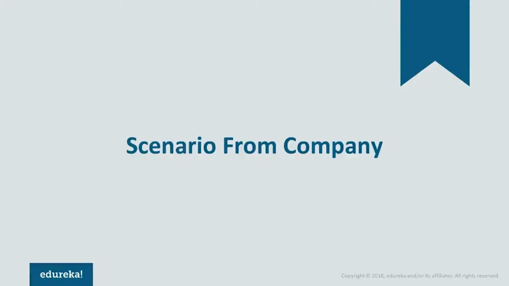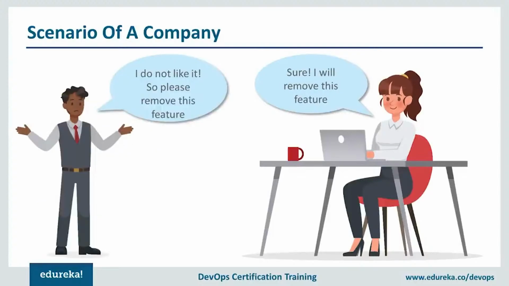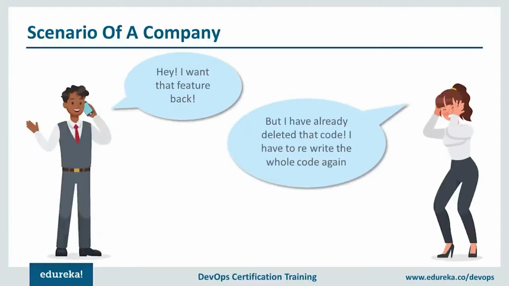So first, let's consider a scenario of a company. Alice is a developer of a company and deals with deploying new features in the UIs created for the clients. Here, she implements a new feature in the UI hoping that her client would like it. But the client doesn't like the feature and asks her to remove it. As a result, she deletes the code. But after a few days, the client calls her back and asks her to put the feature back.